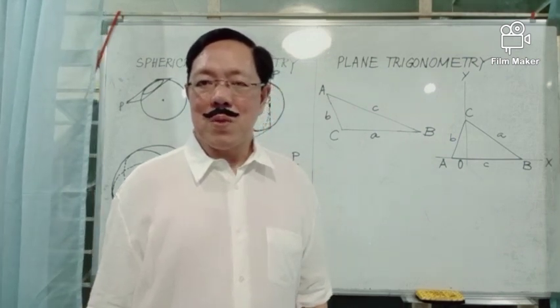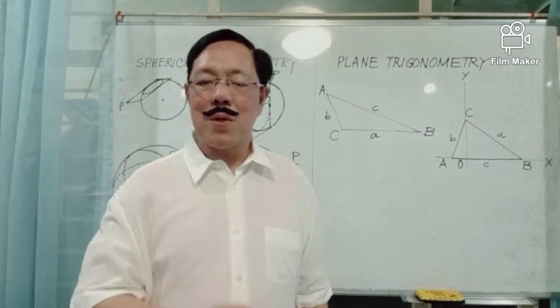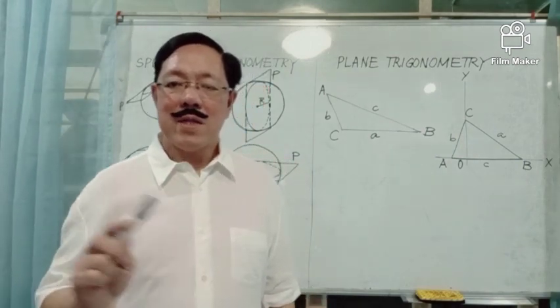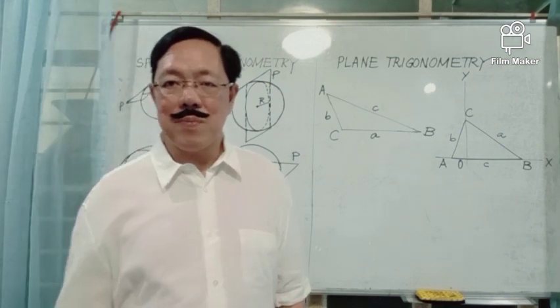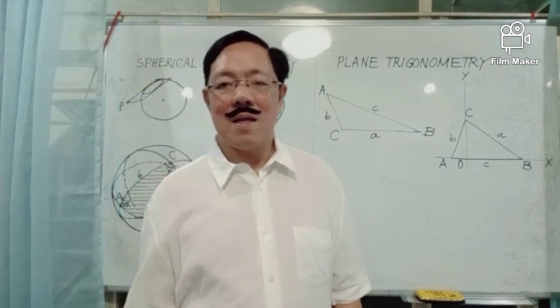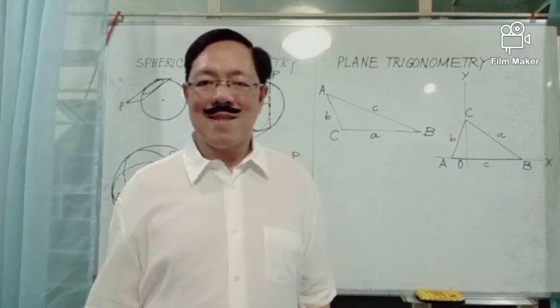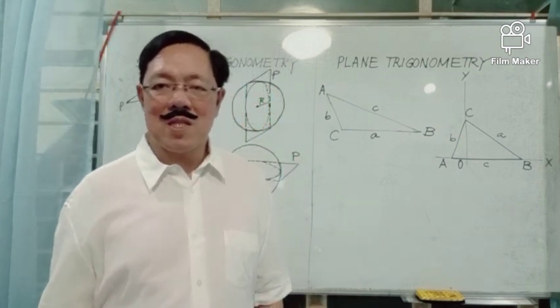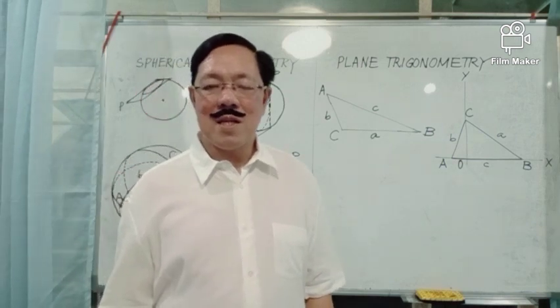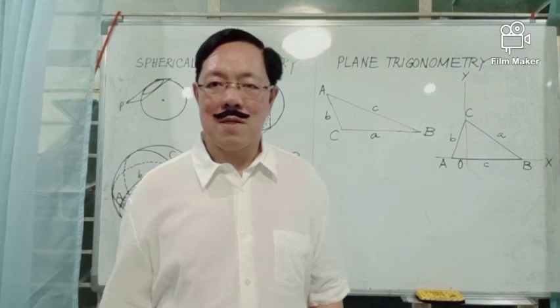That is, if you pass a plane through a sphere, and the plane passes through the center of the sphere, the intersection of this plane and the sphere is a circle whose center is at the center of the sphere. And this circle is what is called a great circle.